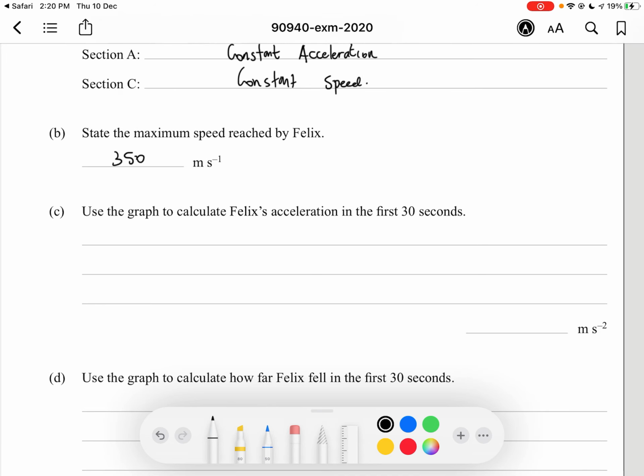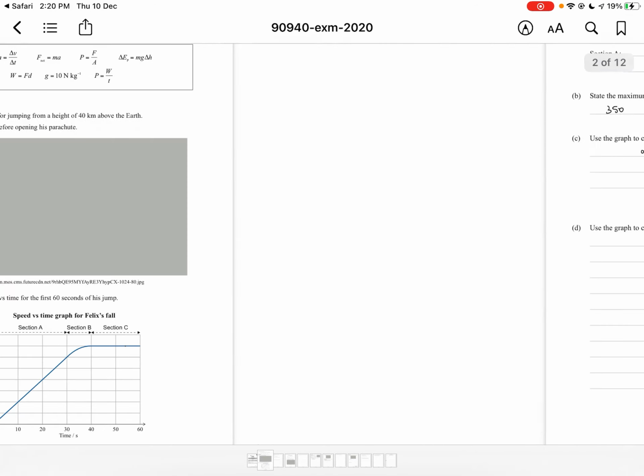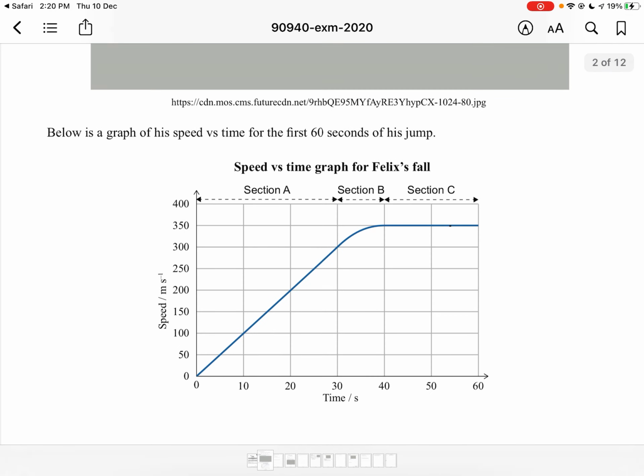Use the graph to calculate Felix's acceleration in the first 30 seconds. The acceleration of an object is basically its change in velocity over the change in time. In other words, it's going to be the gradient of this line here because it is a speed over time graph.